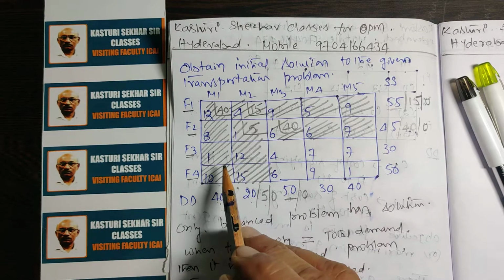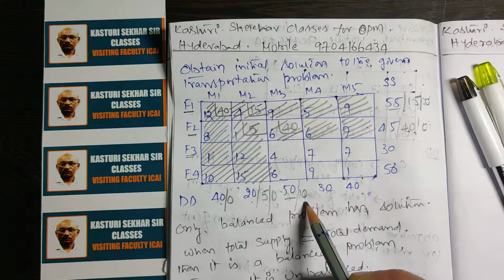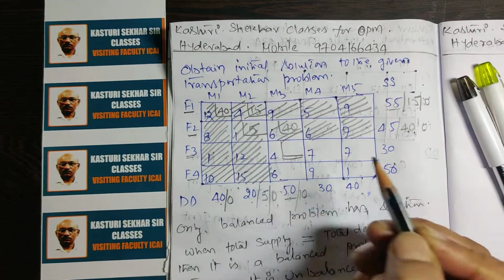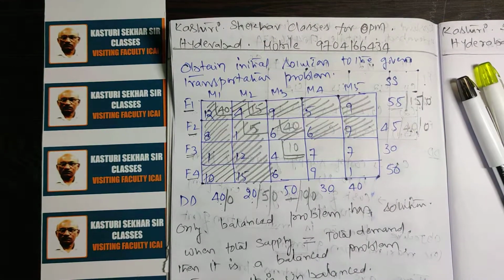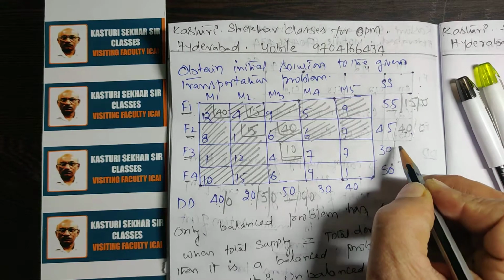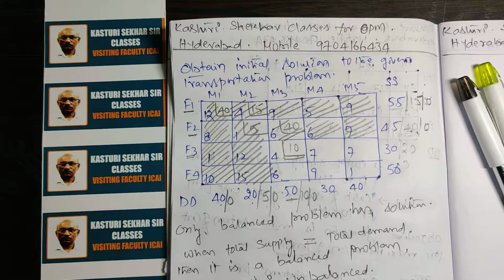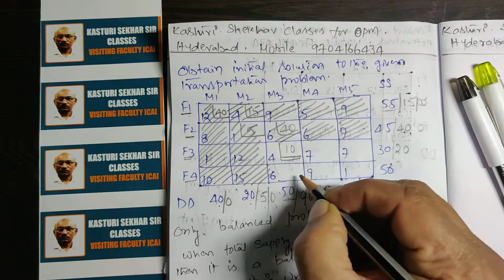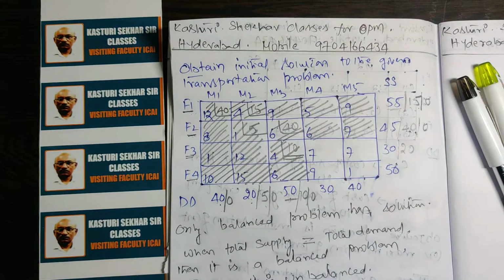Now, market 3 still requires 10 more units. So 10 units are supplied from factory 3. Its requirement is fully satisfied. Availability at F3 reduced to 20. Now, sir, market 3 requirement is fully satisfied. Eliminate market 3 from the picture.